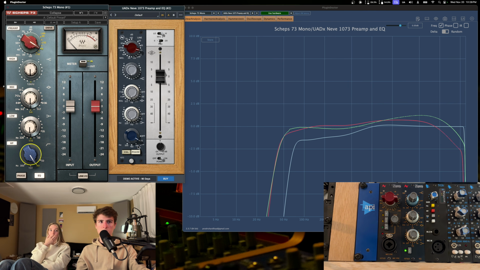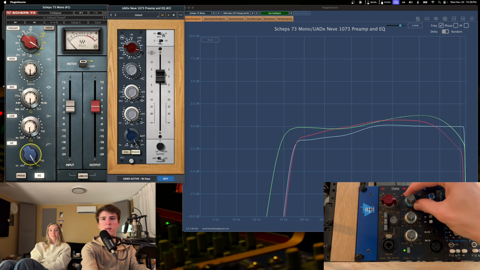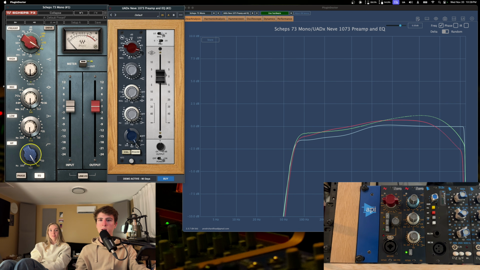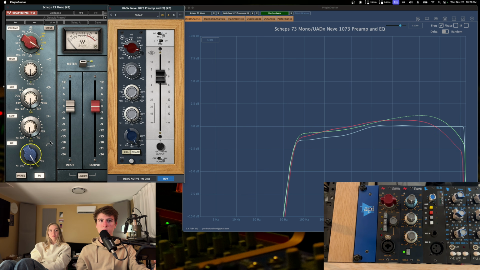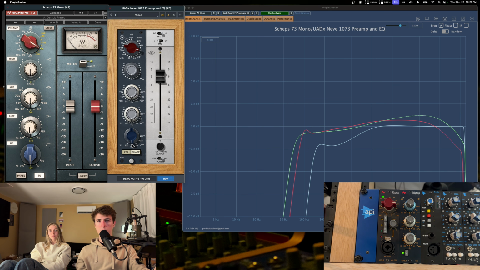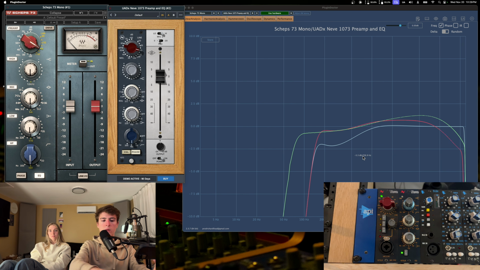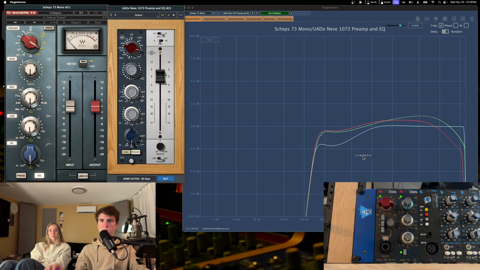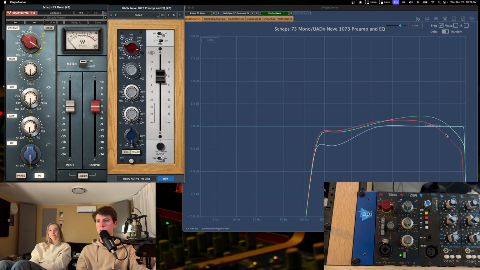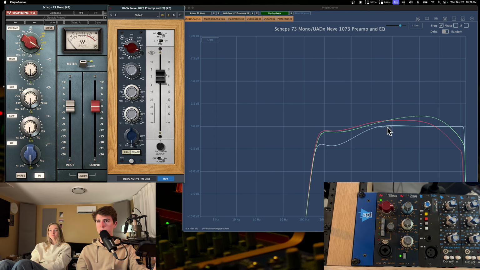Let's do 80, 80, 80. Okay. They stay pretty centered on the same frequency. Okay, 160. That's a big difference with the waves here, how it's going down. 160 on the hardware. The UAD still is looking a lot more close than the waves.